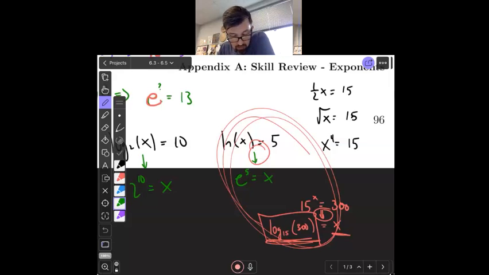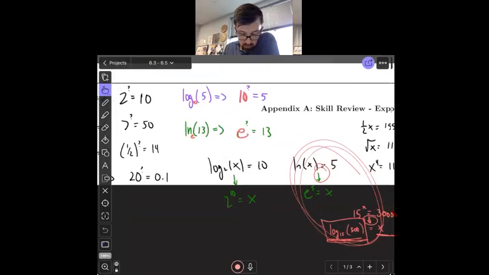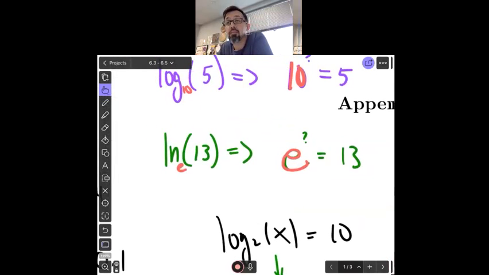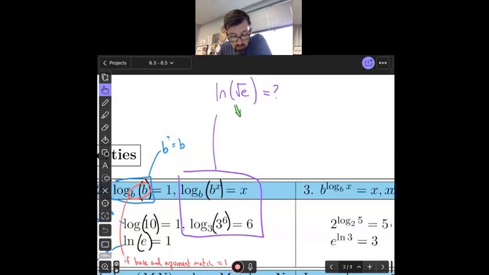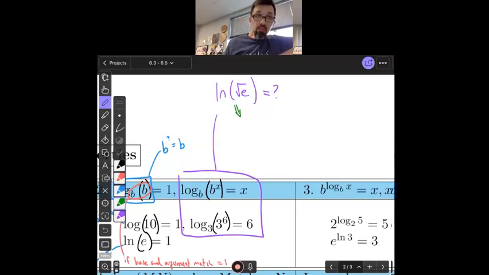What did the natural log of 13 mean? So natural log of 13 means e to the what is 13. So what's the natural log of the square root of e mean? Maria? Oh, there you go. Hey, Caleb. That'd be a wonderful thing to put in the public chat too. e to the what equals the square root of e.